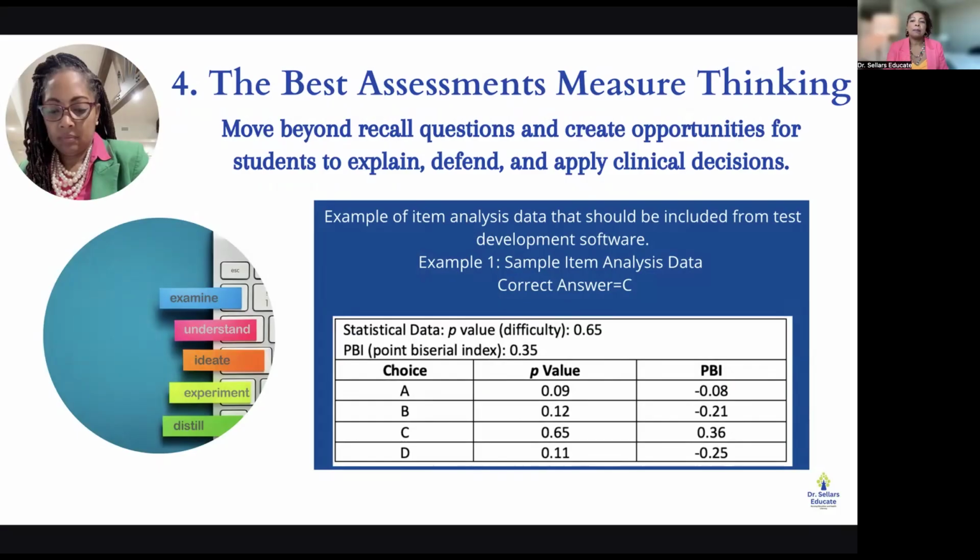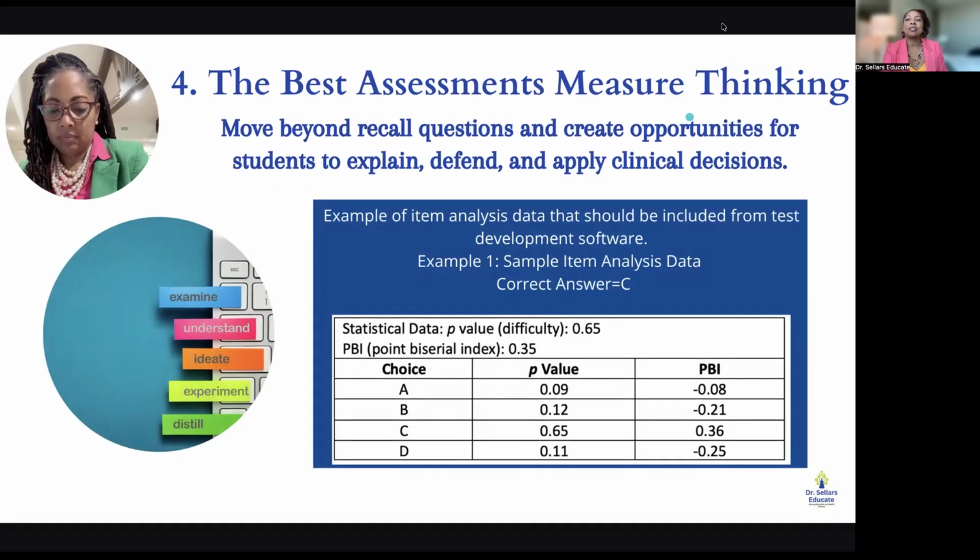Number four, the best assessments actually measure learning and thinking, right? So we often think about those assessments only measuring learning, but the best ones actually measure both. Now, we talk about measuring thinking. This is all around analysis. So the rationale, the why. We want to move beyond those recall questions and truly create opportunities. The key word is opportunities for students to explain and to defend.